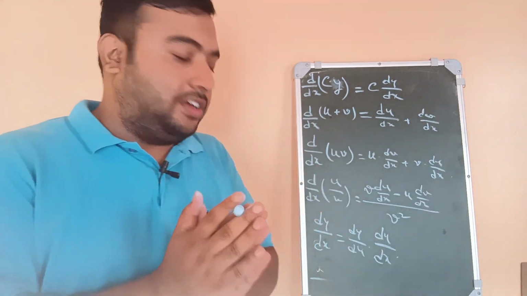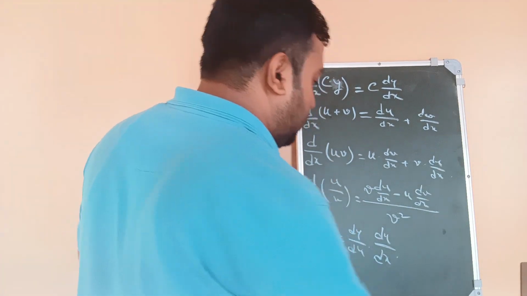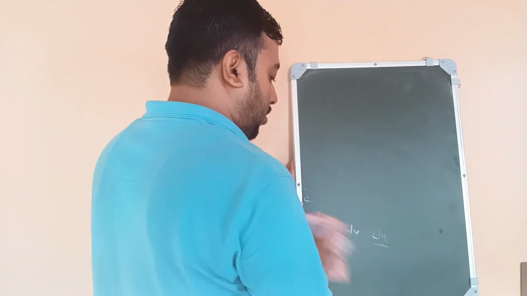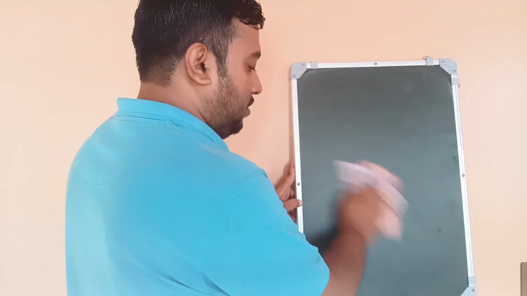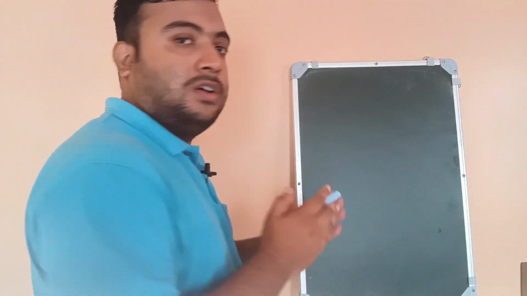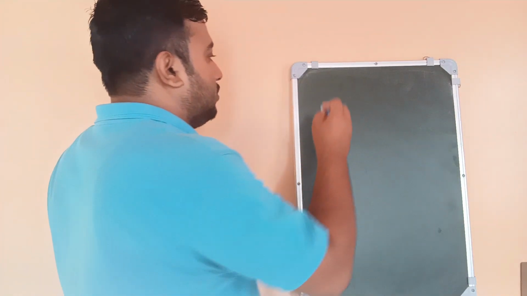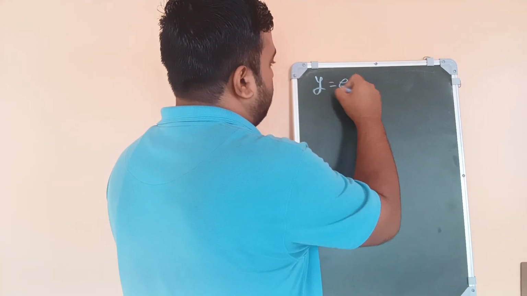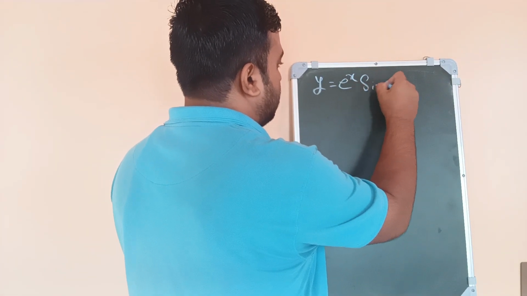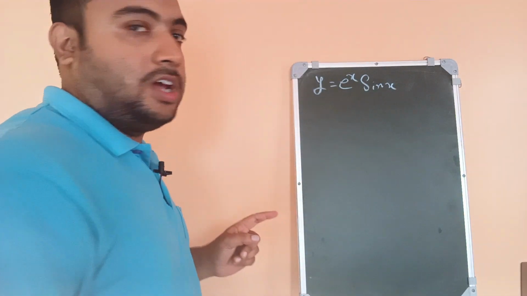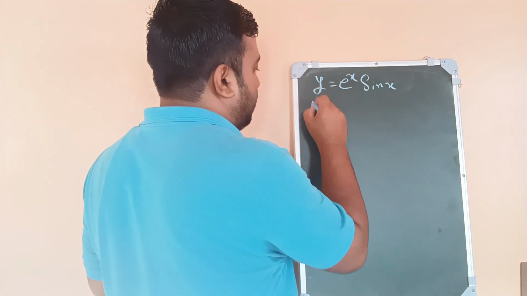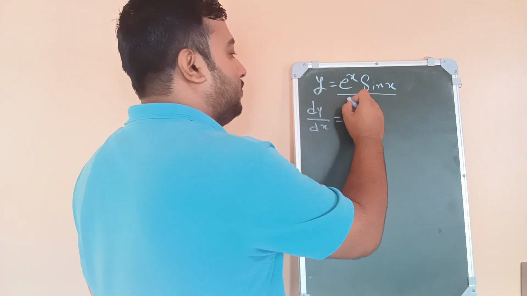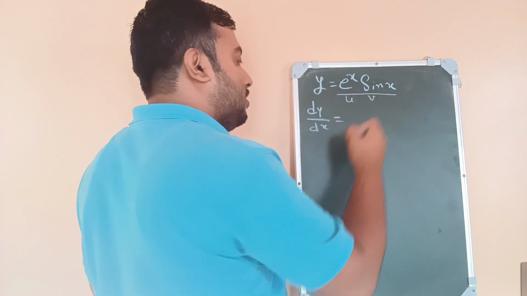So let us take an example to see how to solve a problem. Let y be equal to e to the power x sin x. Find dy/dx. This is just like the uv form, this is u, this is v.